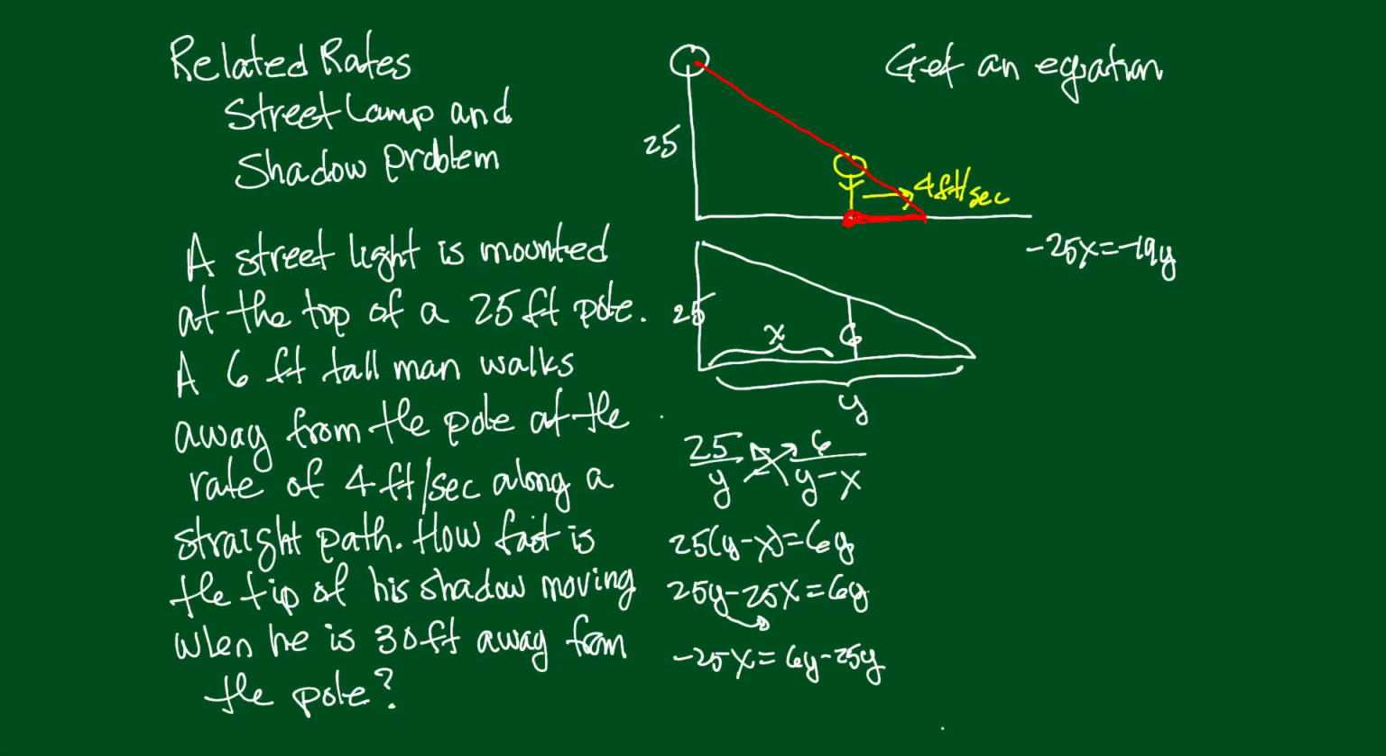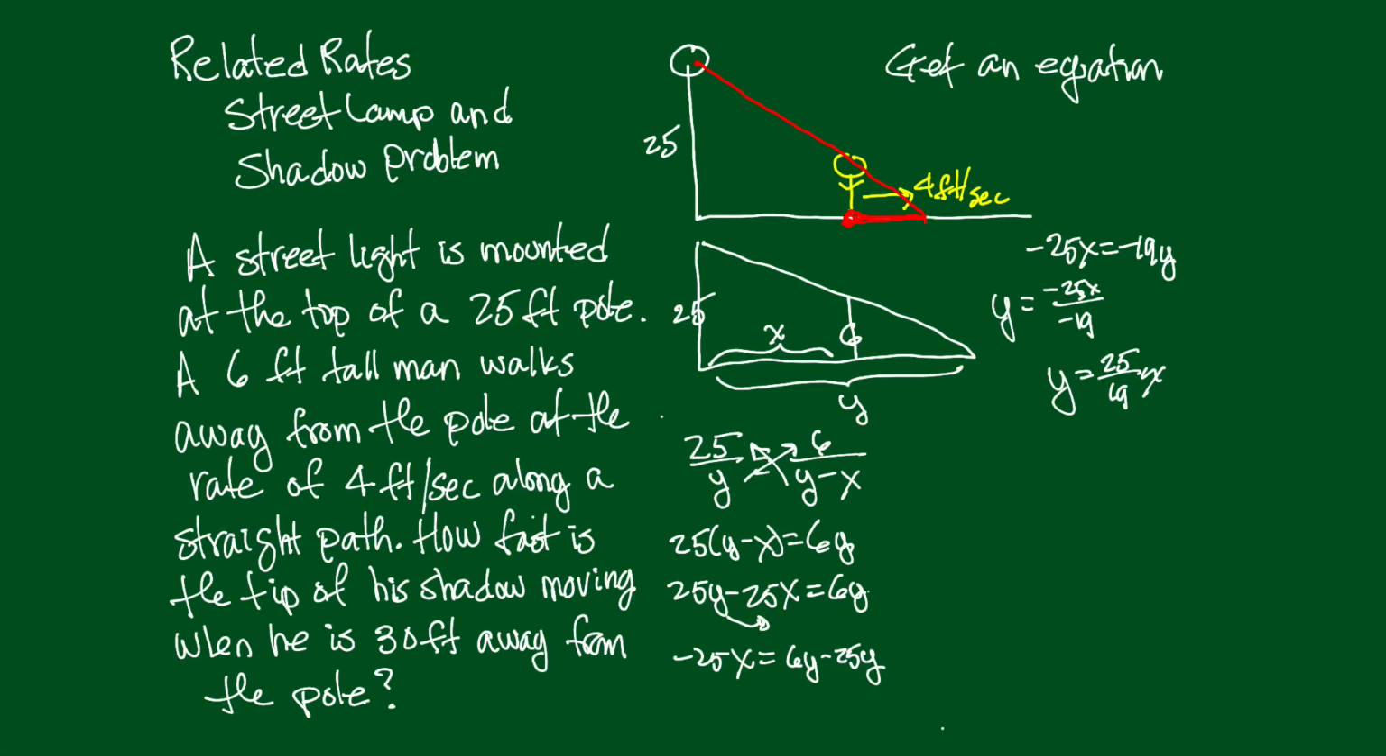Now, I could solve this for x or y. So how do I know which one to solve for? Do I solve for x or do I solve for y? Well, look back to the problem. That'll help us choose. Down here at the bottom, it says, how fast is the tip of his shadow? Well, the shadow comes out here at the end of this y right here. So I'm going to solve this for y. I'm going to get y is equal to negative 25x over negative 19, or y is equal to 25 over 19x. There's our equation.